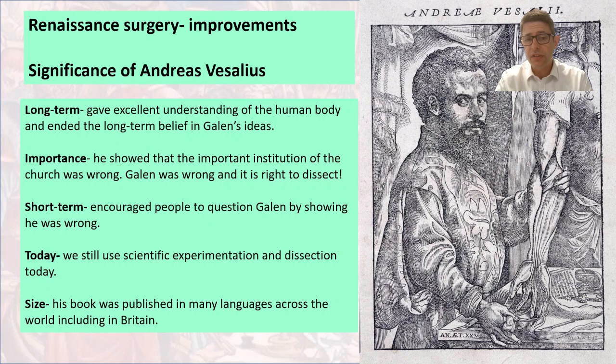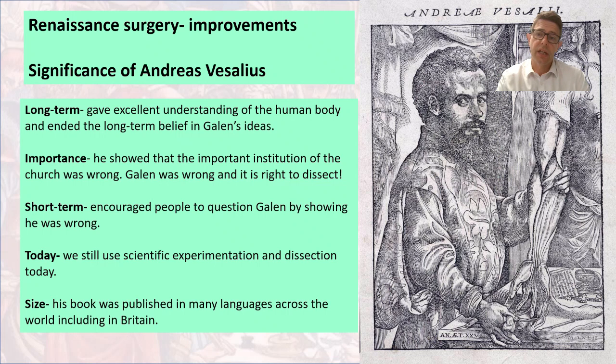So we might get a significance question. So he gave excellent understanding of the human body for the long term, and this led to the long-term end of Galen's ideas. Importance: he showed that the important institution of the church was wrong, so he challenged the important ideas of the church. Short term, he encouraged people to question Galen's ideas, and you could link that to Harvey, who is then going to go and find more about the circulation of blood around the body.